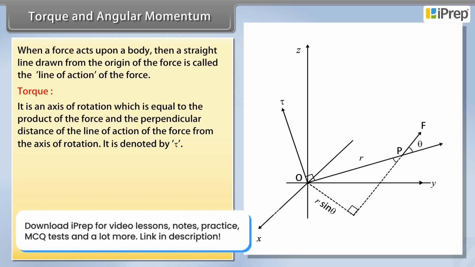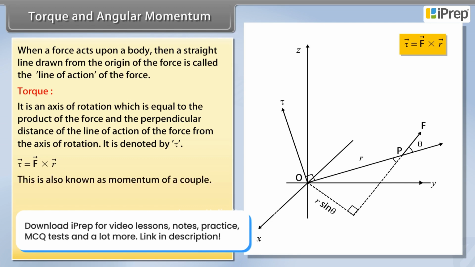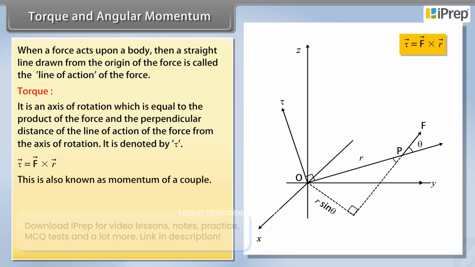It is denoted by tau. Tau vector is equal to the product of F vector and r vector. This is also known as moment of a couple.